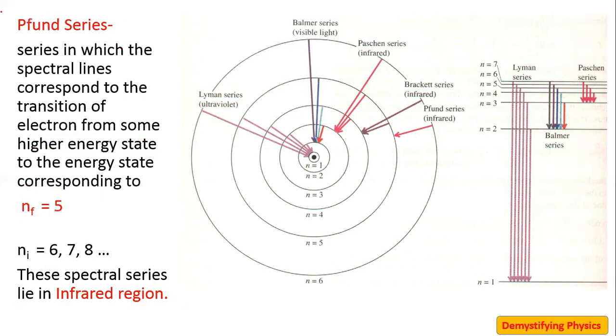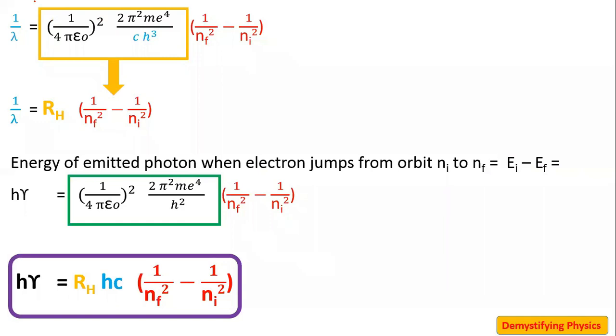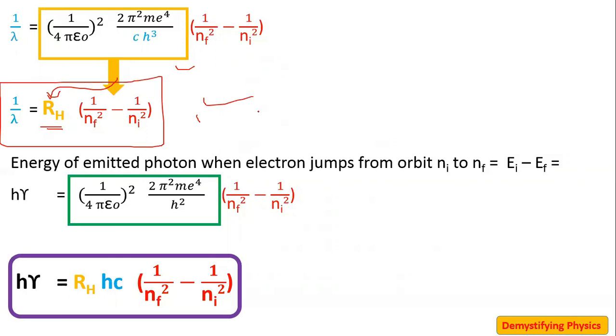Pfund, it is the transition from some higher energy state to the energy state corresponding to Nf 5. And this also lies in infrared region. Now, we have just done this formula, wave number formula, and I have named this as RH, Rydberg's constant. So we have just done this formula of wave number.